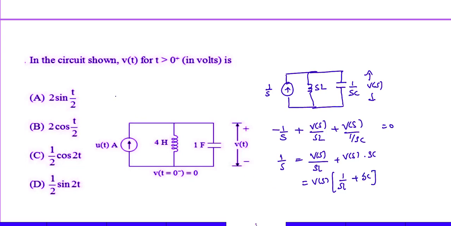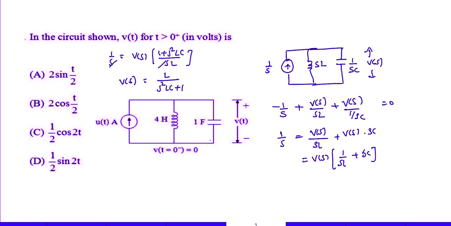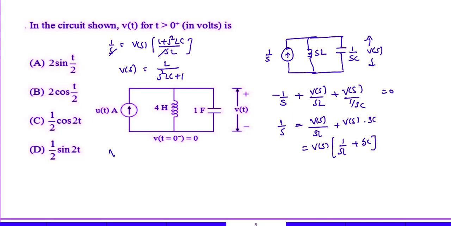So if you see, 1/S equal to V of S into (1 plus S square LC) by SL. So S cancel. So V of S equal to L by (S square LC plus 1), so V of S equal to L. LC common, I take. So S square plus 1 by LC. So 1 by C.